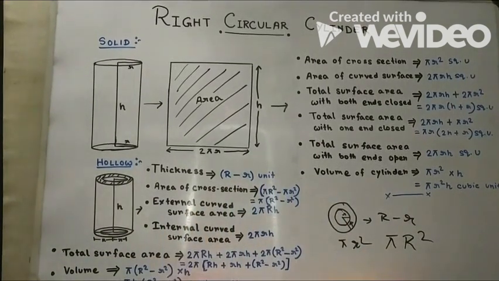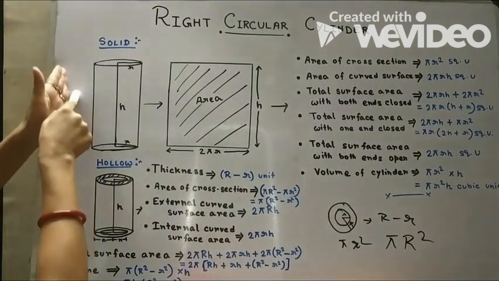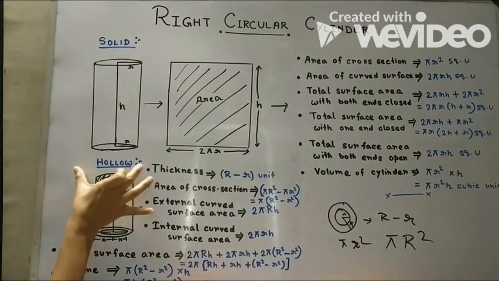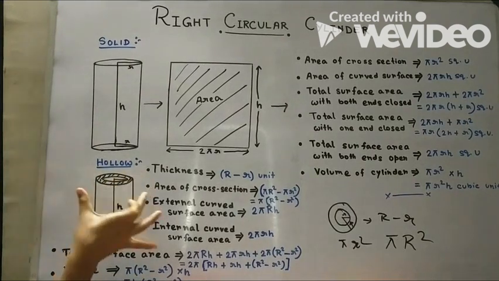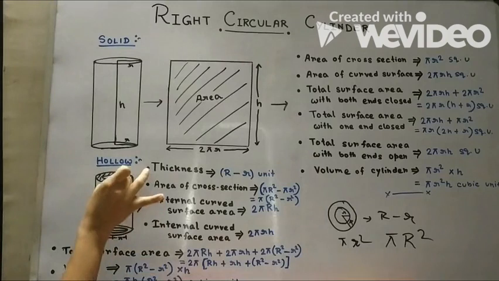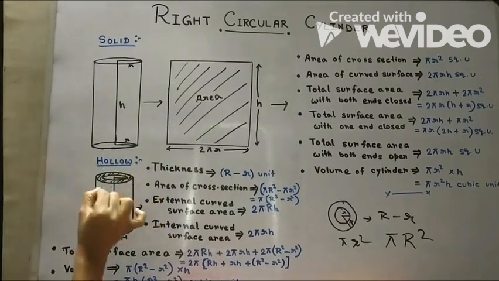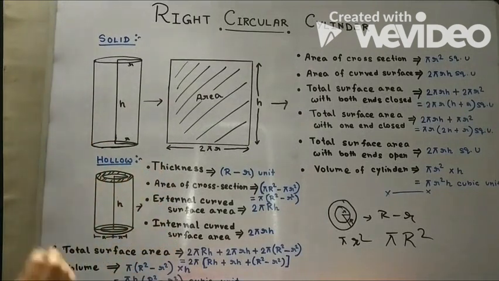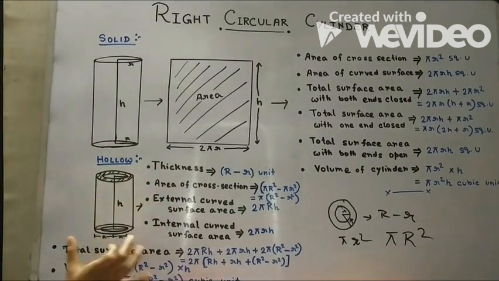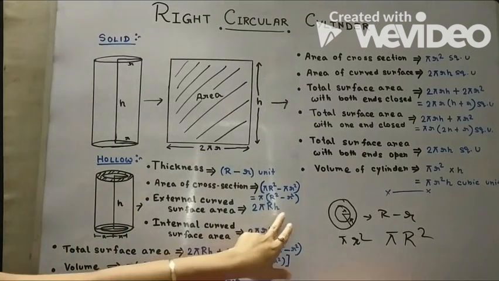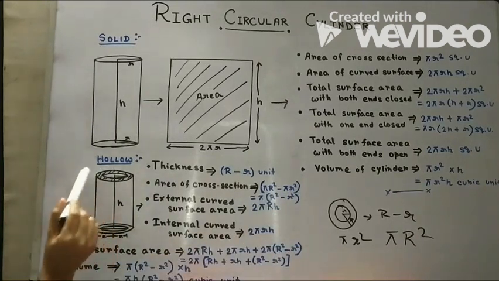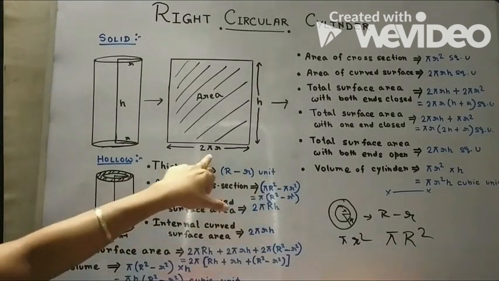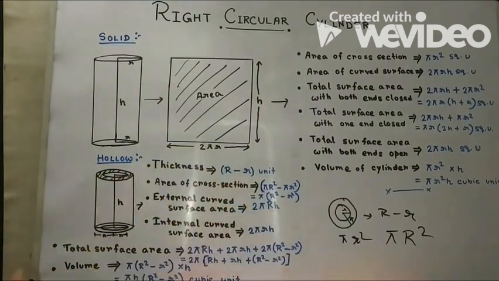Now the external curved surface area is the same as before. The radius is capital R and the height is the same, because both the circles have the same center. They are concentric circles. So the height is still h, and the external curved surface area will be 2 pi capital R h, and the internal curved surface area will be 2 pi small r into h.